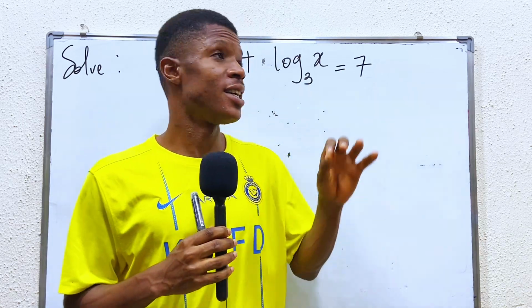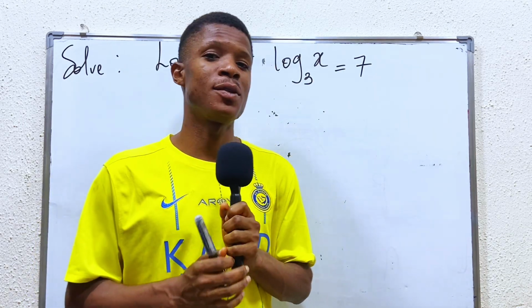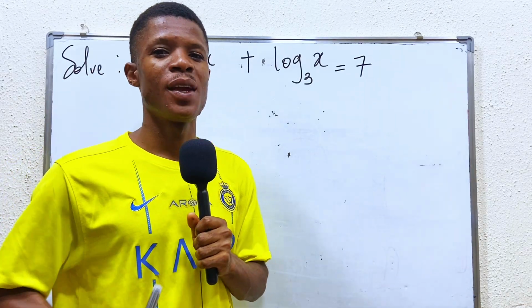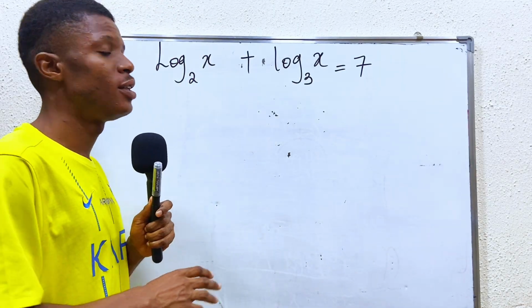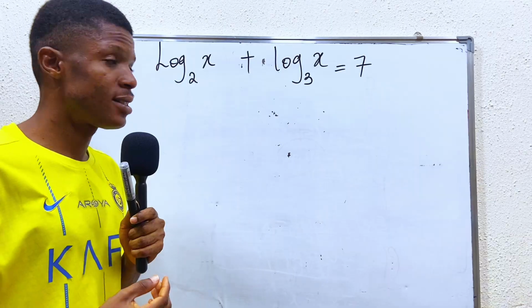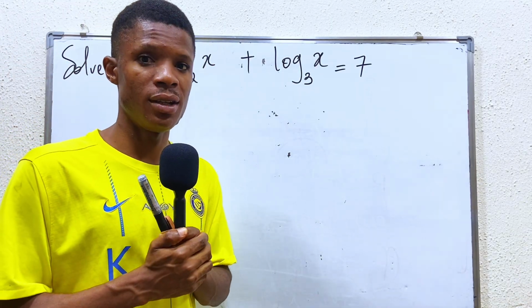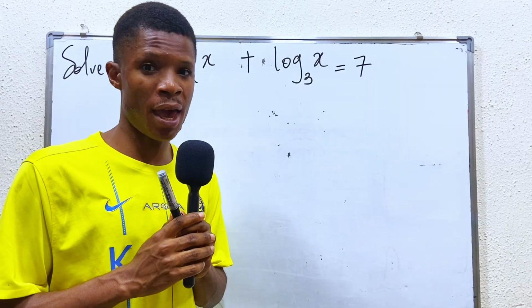Solve this simple but hard Maths Olympiad problem in a few minutes. Watch and learn. Here we are told to solve log of base 2 of x plus log of base 3 of x equals 7. Let's find the value of x.